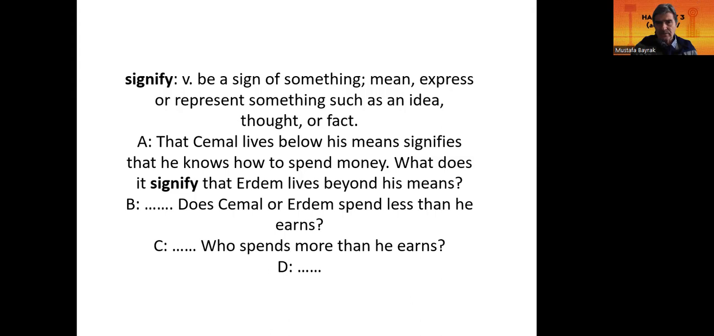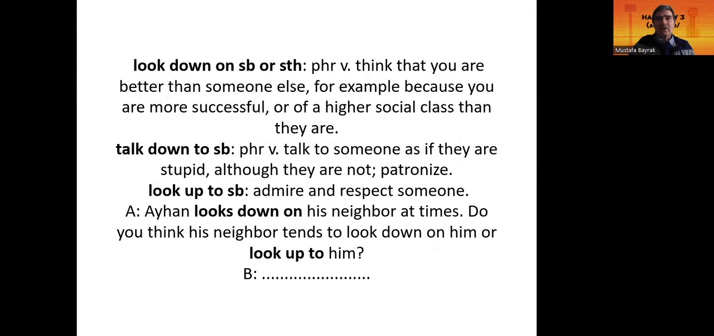Look down on somebody or something. Of course, it has also a physical meaning, a virtual meaning, and a literary meaning. Okay, literally. As a phrasal verb, think that you are better than that kind of people. Think that, okay, they are better than someone else, for example, because they are more successful or they are of a higher social class than the other people. So they don't respect the other people. They look down on the other people and the things.